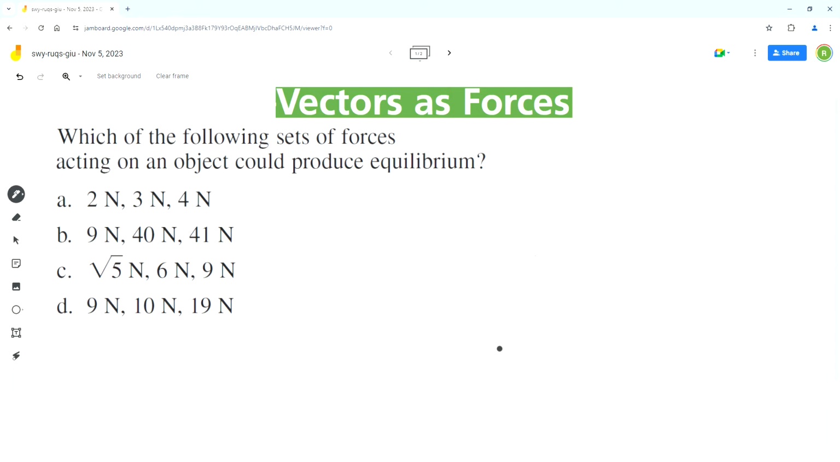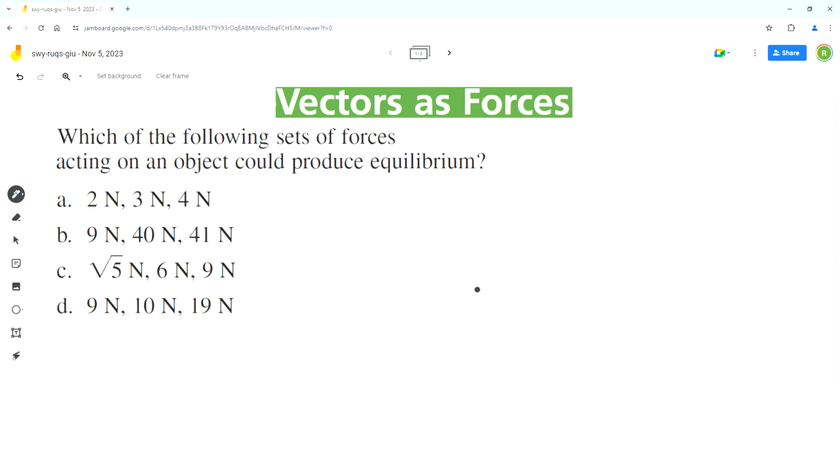So in this video, we'll solve this problem using the concept of vectors as forces. As per the problem, which of the following sets of forces acting on an object could produce equilibrium? Now equilibrium means that the vector sum of all the forces is equal to 0, or the forces balance each other out.